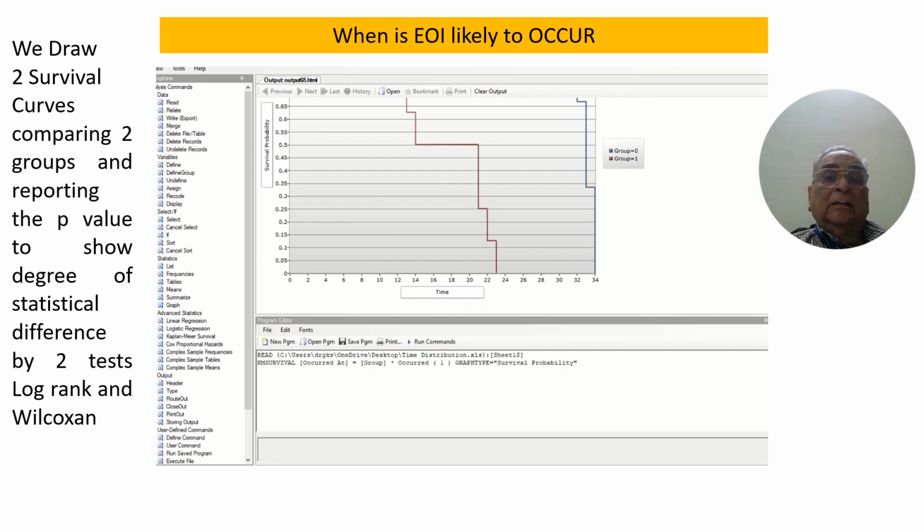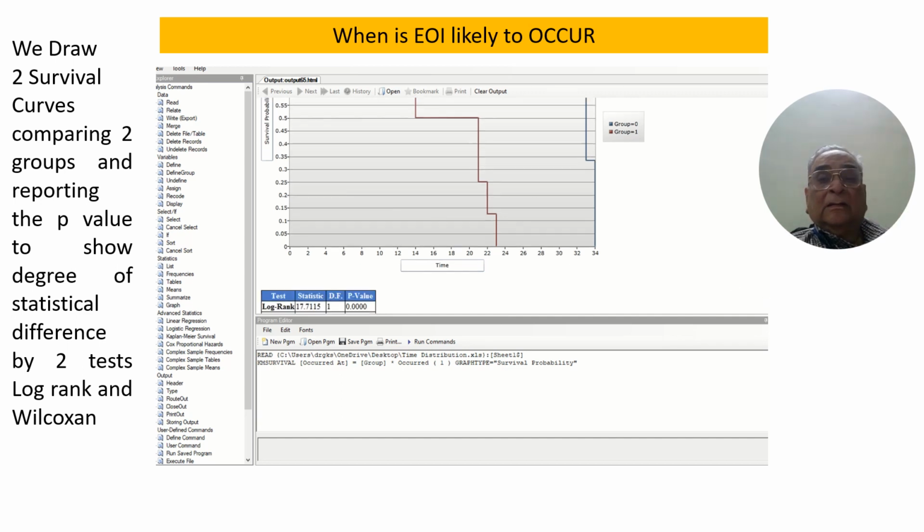And all of the group 1 died between 22 and 24 months. But this fellow was surviving for 34 months, the blue one. The group 0 was surviving for 34 months. How many were surviving beyond 34 months? Survival probability was between 0.3 to 0.35. Okay, so these are the two curves.